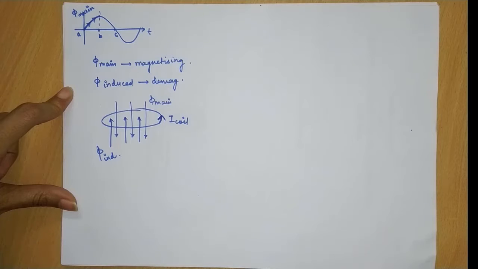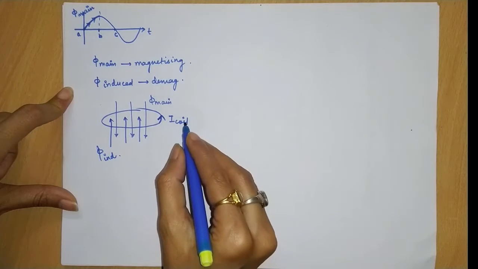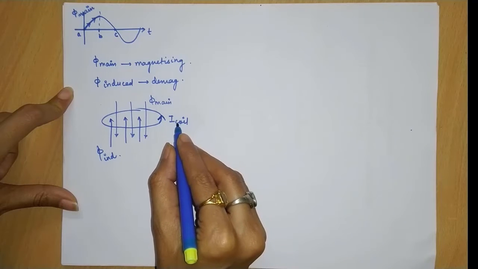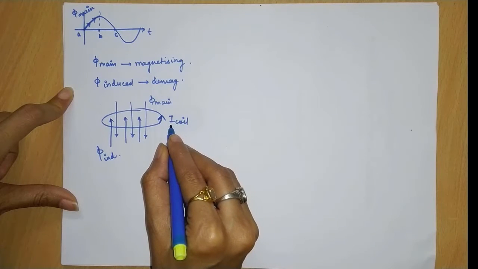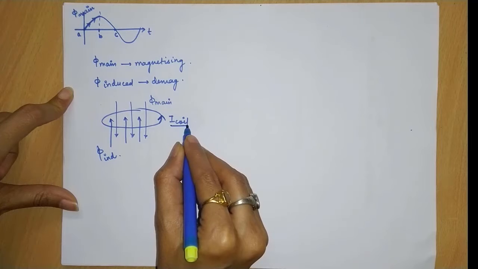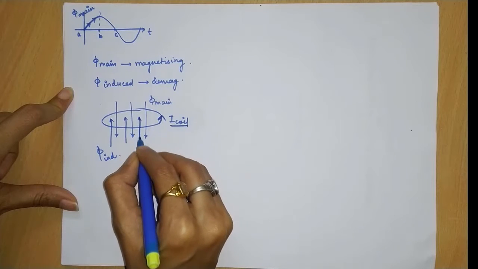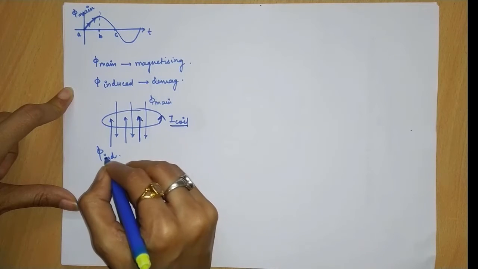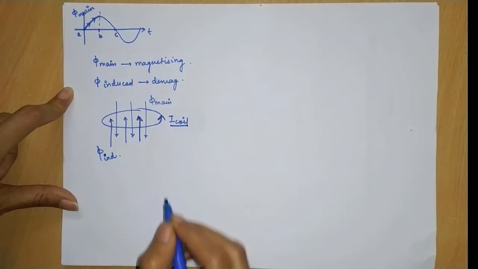Hence, the current through the coil is induced in the anticlockwise direction as per the flux in the coil using the right hand thumb rule. In this rule, you curl your fingers in the direction of current, then your thumb will be pointing in the direction of the induced flux.